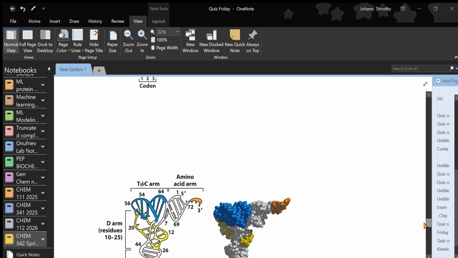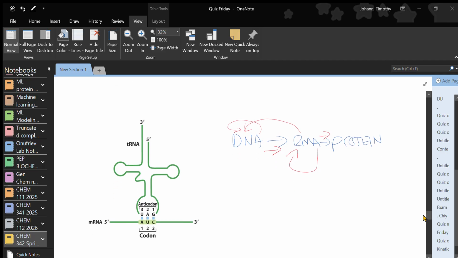But lots and lots of different types of RNA. We're going to talk here about tRNA, which you can think about as an adapter. It's called translation RNA, or transfer RNA. It's a piece of RNA that is used to translate the codon on the mRNA to an amino acid.